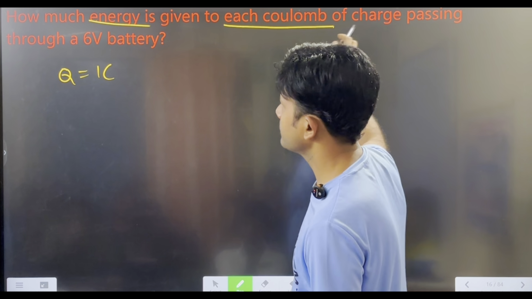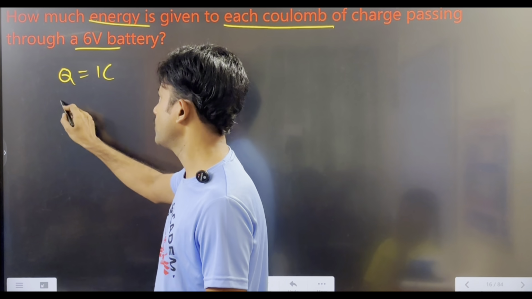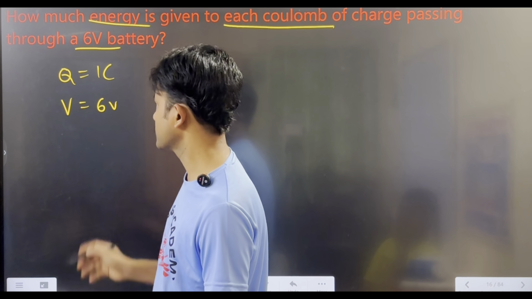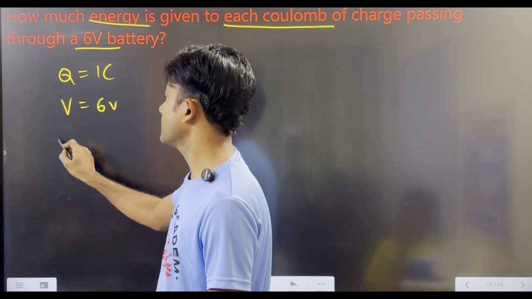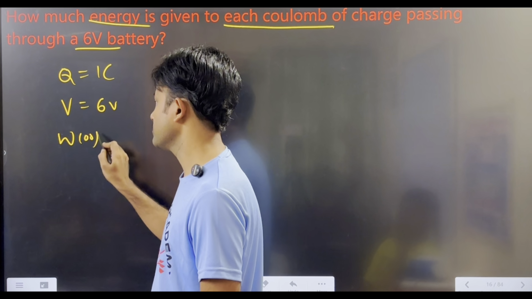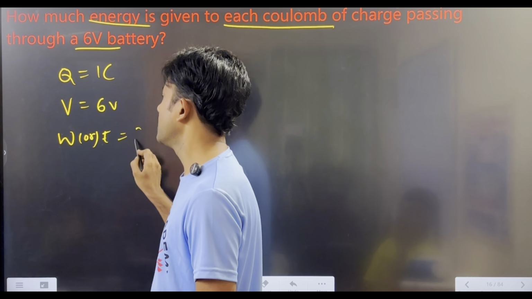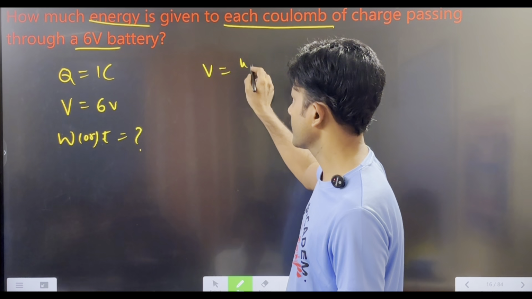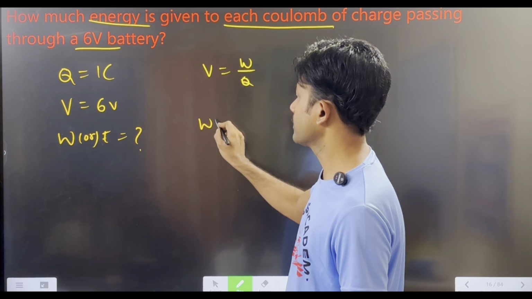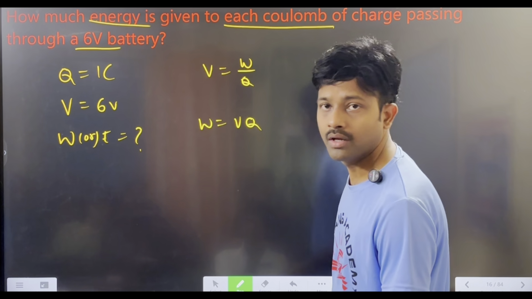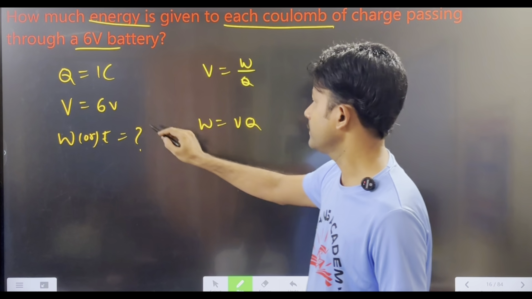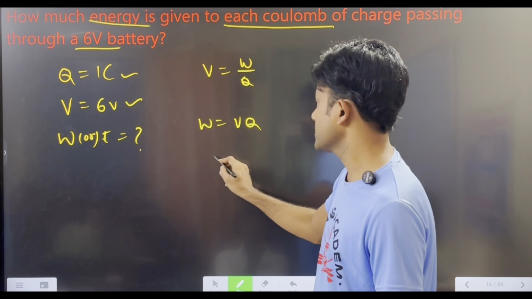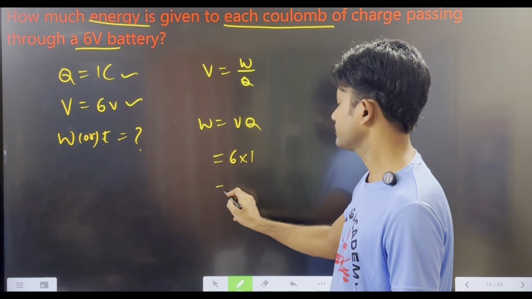And now you see this is voltage. Voltage is how much here? 6 volts. Then we need to find work or energy. Both are similar terms. Don't get confused here. Already we know the formula: V equal to W by Q, then W equal to VQ. What is V here? V is 6 volts, Q is 1. So 6 into 1, how much is it?